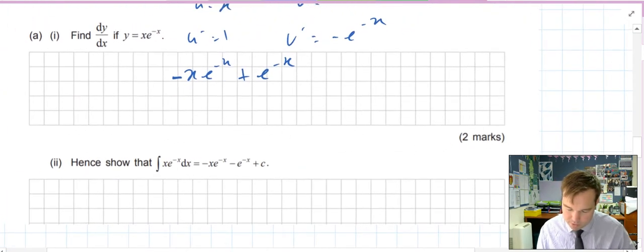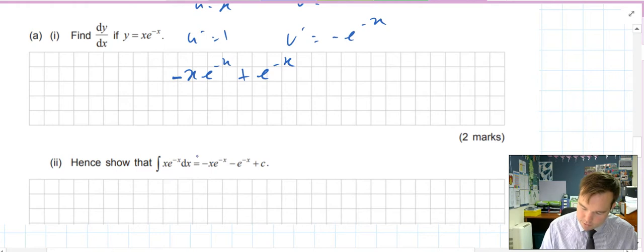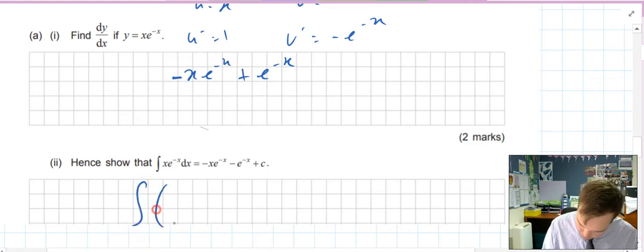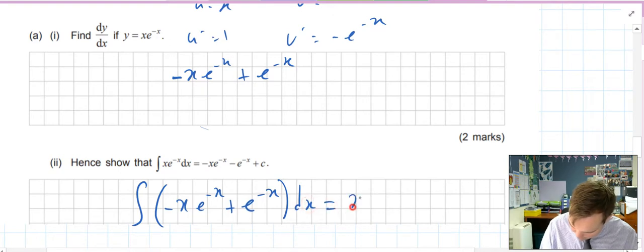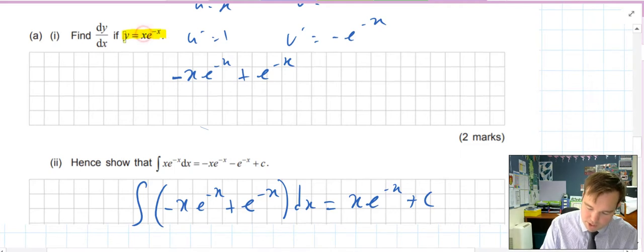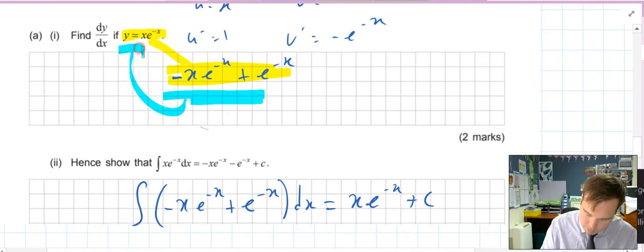Hence, show that the integral of x e to the minus x is equal to minus x e to the minus x minus e to the minus x plus c. Alright, so once you've differentiated it, you can set up a relationship. So what this is saying is if we find the integral of minus x e to the minus x plus e to the minus x dx, that will get us x e to the minus x plus c. Essentially what we're saying is if we differentiate this to get that, we can integrate this to go back.